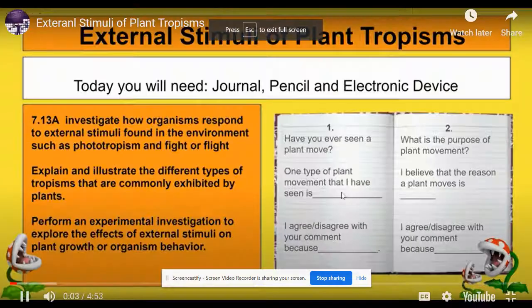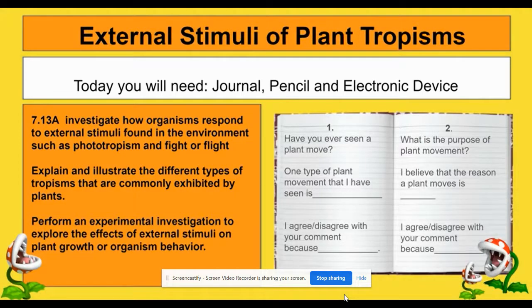This is Mr. Z, and today's topic is external stimuli of plant tropisms. Today you will need your journal, a pencil, and an electronic device.